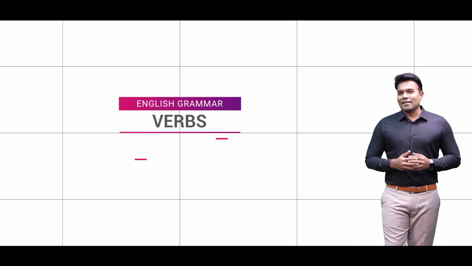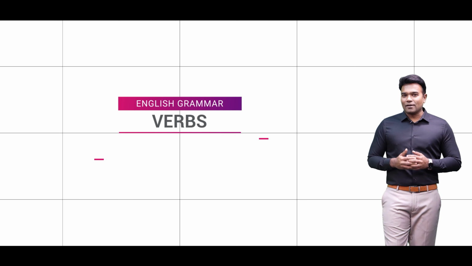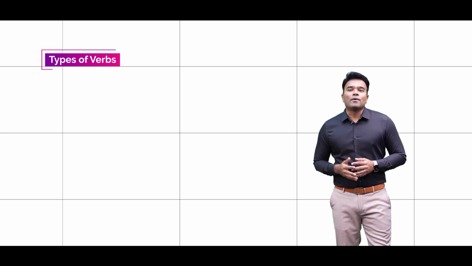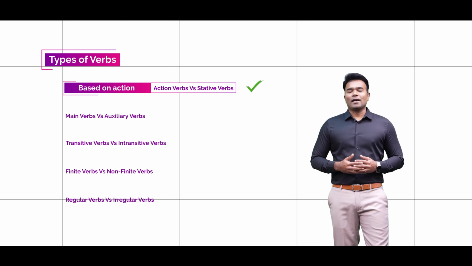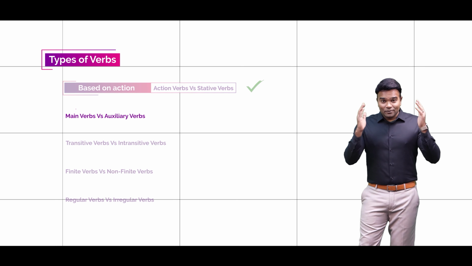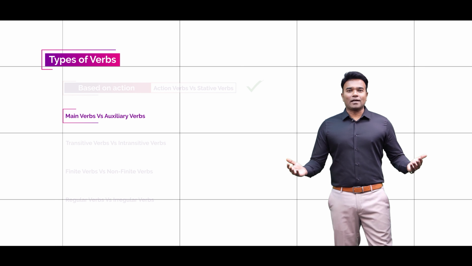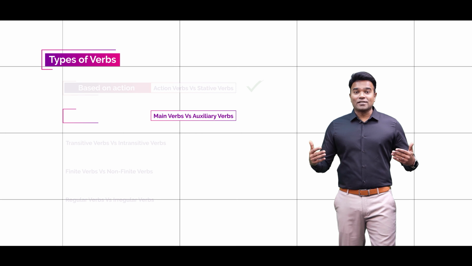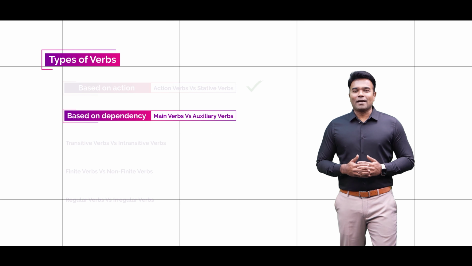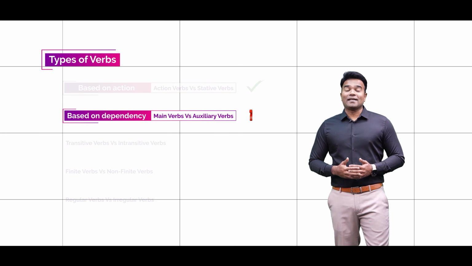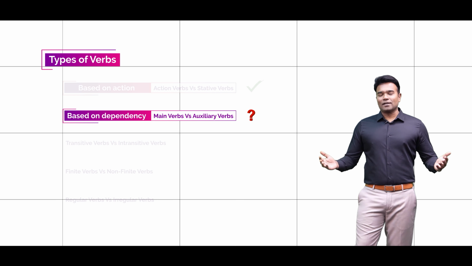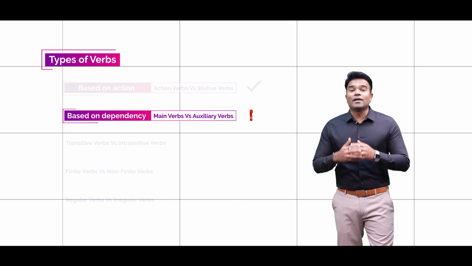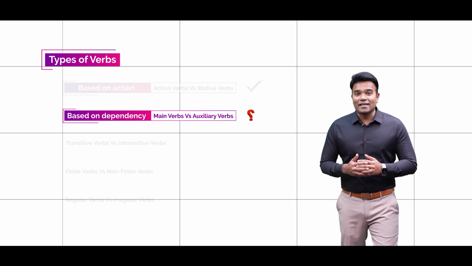Hello and welcome to this session on verbs, and in this session we shall continue our understanding of the various types of verbs. Particularly in this session, our discussion is going to be on the main verbs and the auxiliary verbs, and let me tell you that this distinction is based on dependency. What I really mean by saying that this distinction is based on dependency, and how, based on dependency, we are categorizing the verbs as the main verbs and the auxiliary verbs is what we will have to understand in this session. So let me proceed.